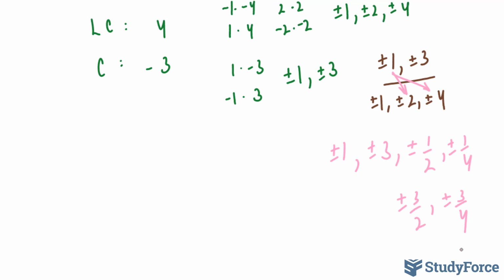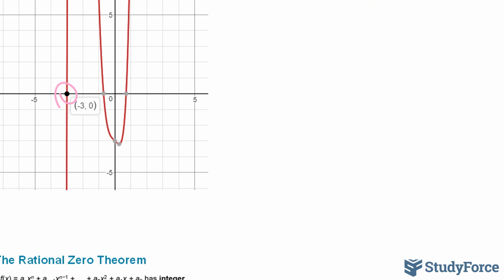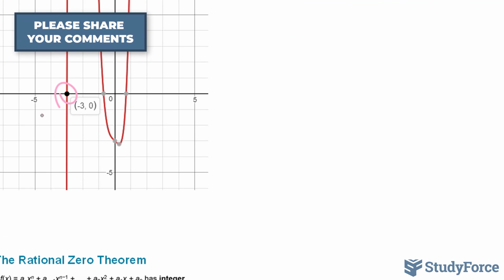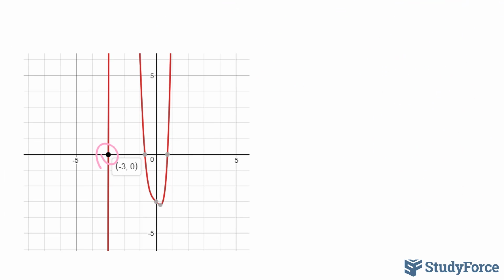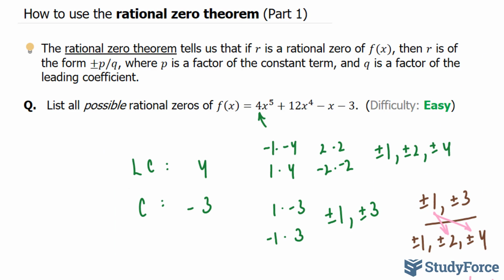What you see here are the possible rational zeros that represent the solutions to the equation that we had. And if you actually graphed the equation, you'll notice that one of the zeros, as predicted, remember we said plus or minus 3, is in fact minus 3 and 0. And so there you have it. That is how to use the rational zero theorem.